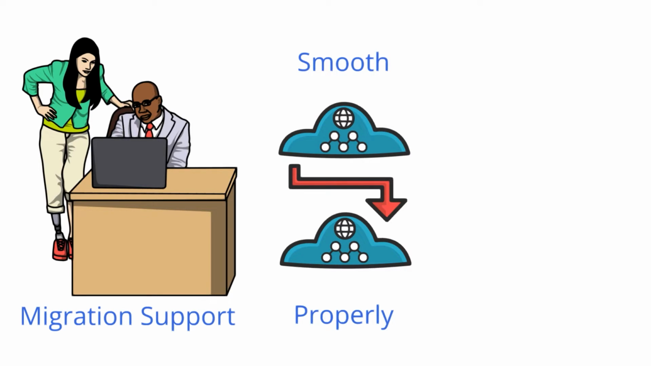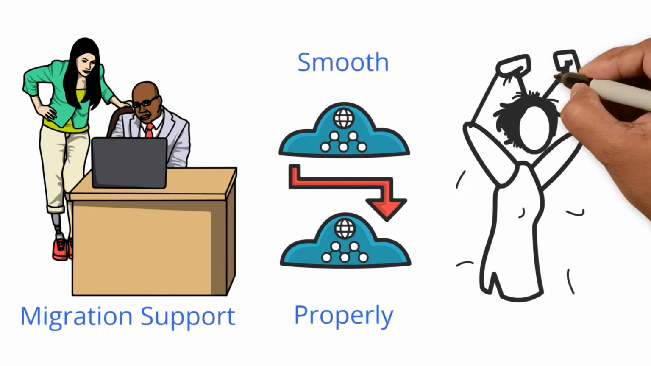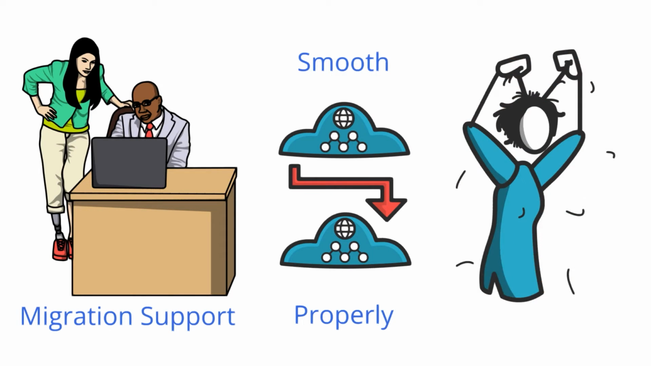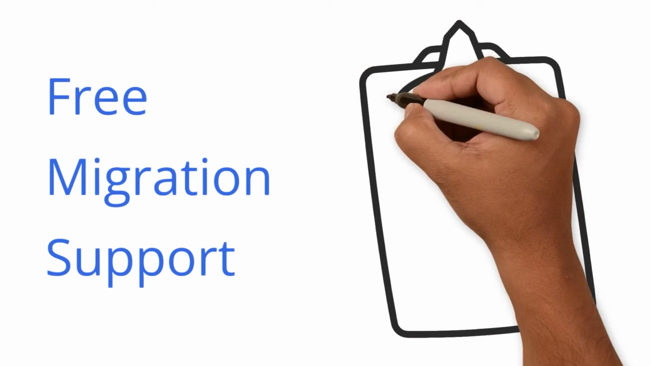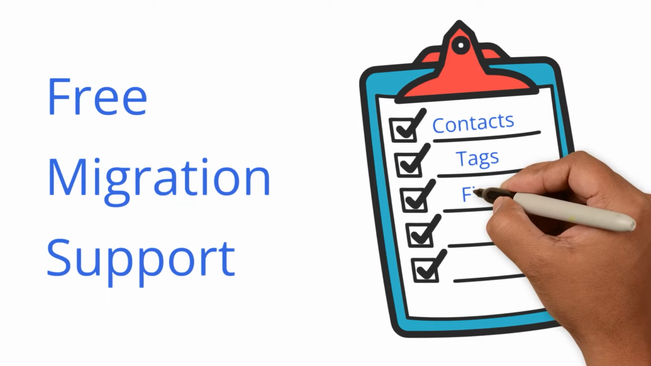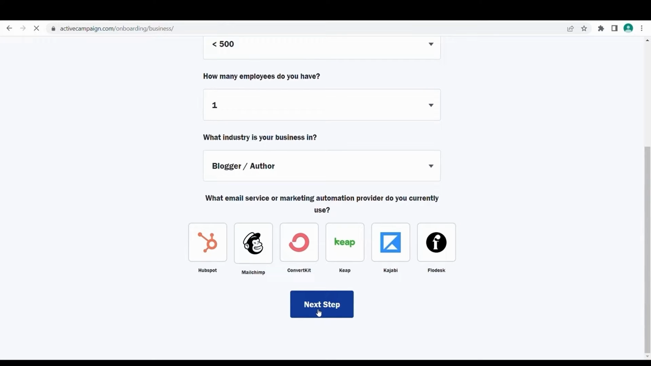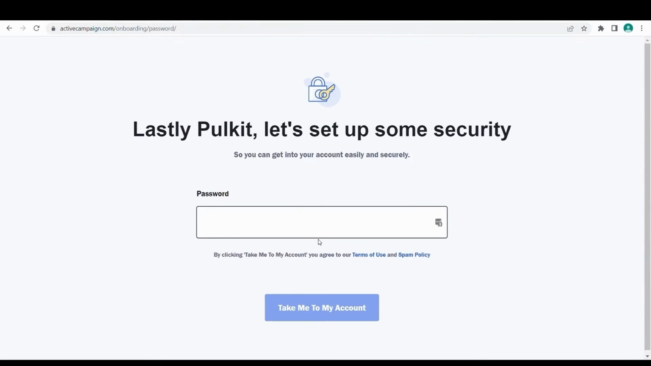This is important because moving your data can be a very complicated process, and if something goes wrong, it can cause a big mess which can be really difficult to sort out later. The migration support is completely free, and they'll help you move your contacts, tags, custom fields, and even automations. Anyway, so in the next step, we need to create a password. For this demo, I'll just type in a random password.